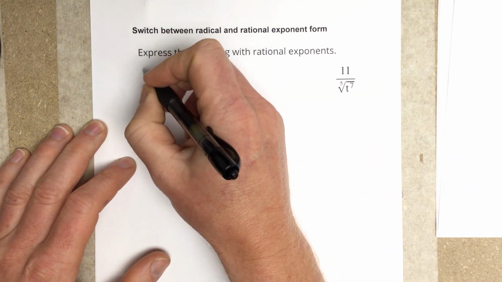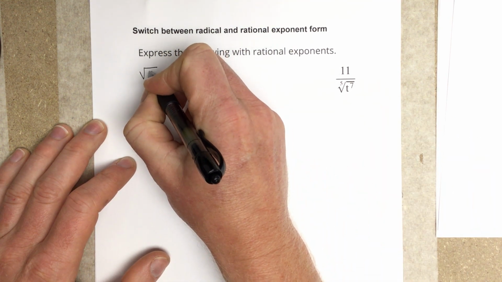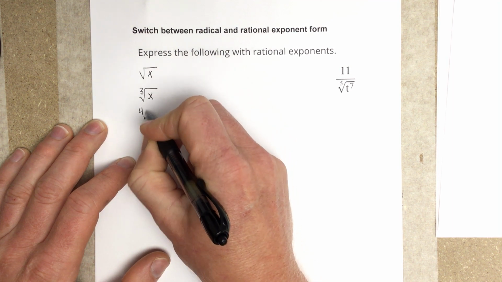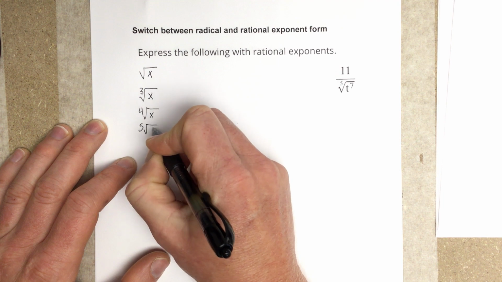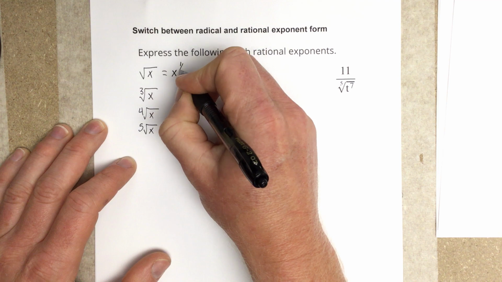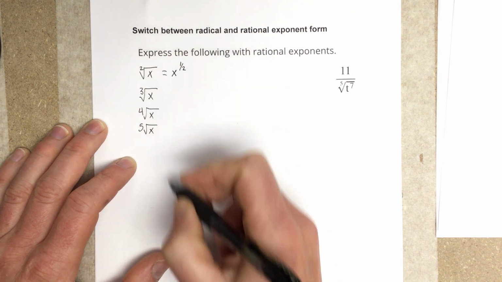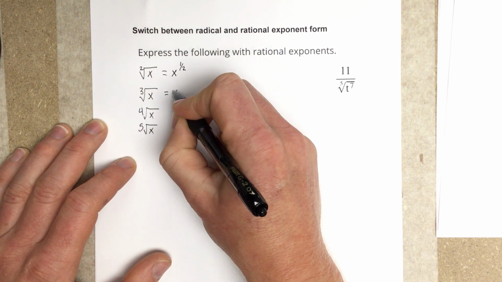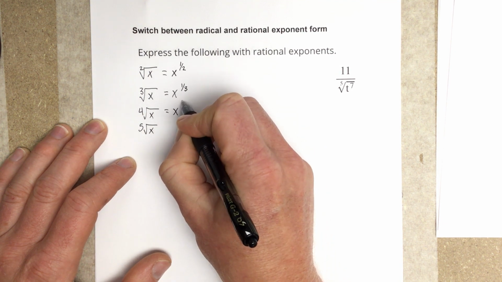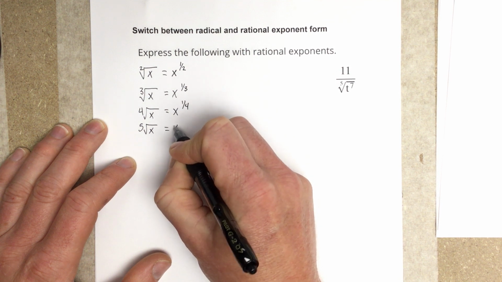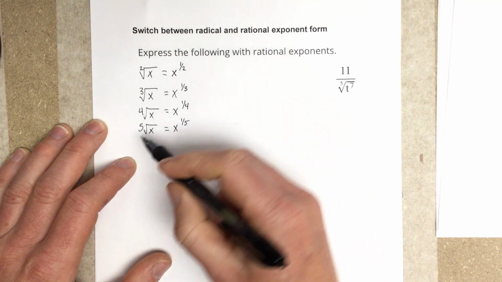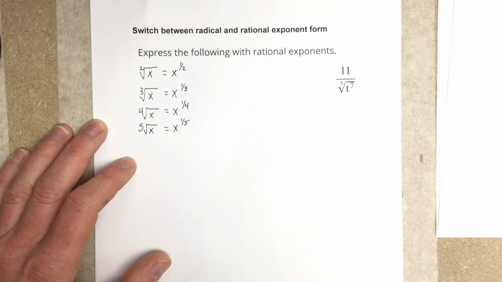Let's talk about how we can write the square root of x, cube root of x, 4th root of x, and 5th root of x. The square root of x can be written as x to the 1/2 power, because technically there is a 2 written there. This can be written as x to the 1/3 power. This can be written as x to the 1/4 power. And this can be written as x to the 1/5 power. So you can see that we get fractional exponents anytime we have these 5th roots or 4th roots.